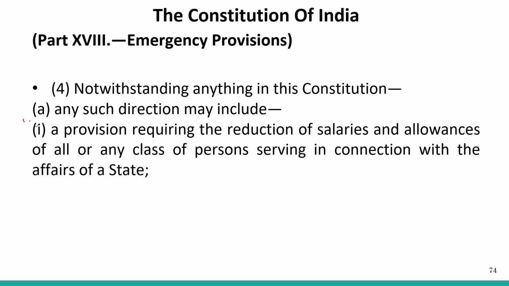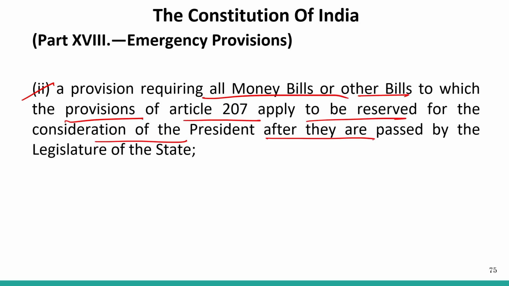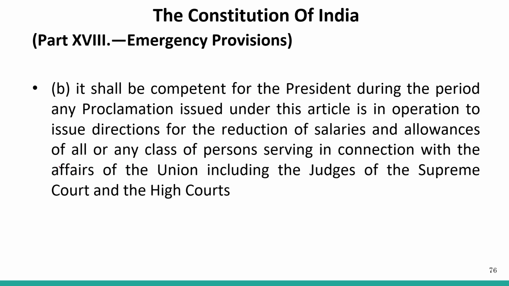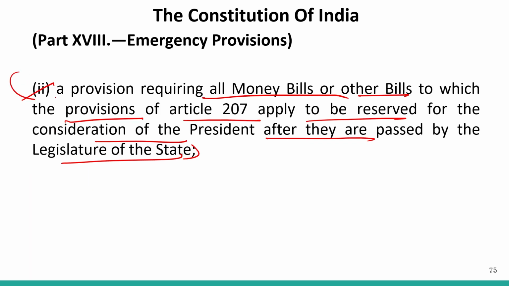And during the emergency, it can also cause what? Reduction in the salary and allowance of all classes of persons serving in connection with the affairs of the state. A provision requiring all money bills or other bills to be reserved for the consideration of the President after they have been passed by the legislature. So these are the two important points you need to remember during the financial emergency: reduction in salary, and suspension of consideration of money bills. If these money bills have been passed, then these will not be considered.